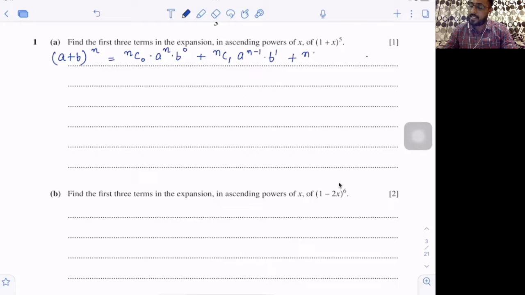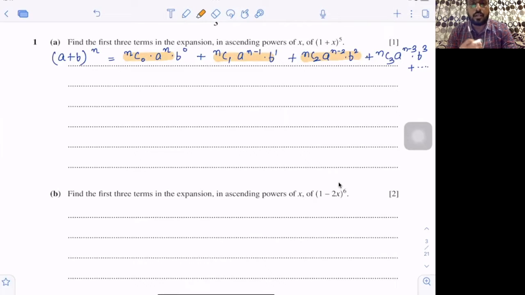Now, if you observe, the power of b is ascending, right? Then plus nC2, a raised to n minus 2, b square. Again, for the next term, the power is descending by 1. If you want to write one more term, let's say nC3, a raised to n minus 3 times b cube, and the terms will keep on coming like this. Now, the question demands only the first three terms in the expansion, not more than three terms. That means I just need the first term, the second term, and the third term.